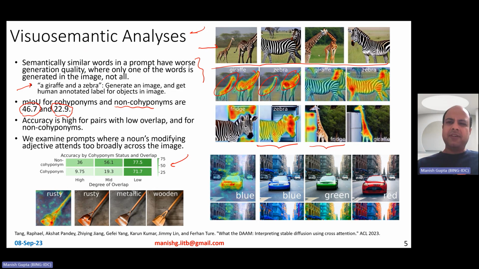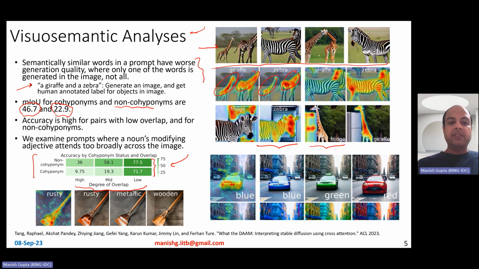And they actually do this for several such pairs. So what they find is that they look at accuracy from these perspectives: whether the input they gave had cohyponyms or non-cohyponyms, since they always give pairs of nouns in the input prompt. And then they also look at the other axis, degree of overlap. So how much overlap was present in the heat maps for these words after you look at these attentive heat maps. What is depicted here in the 6 cells is the accuracy as judged by humans, right?